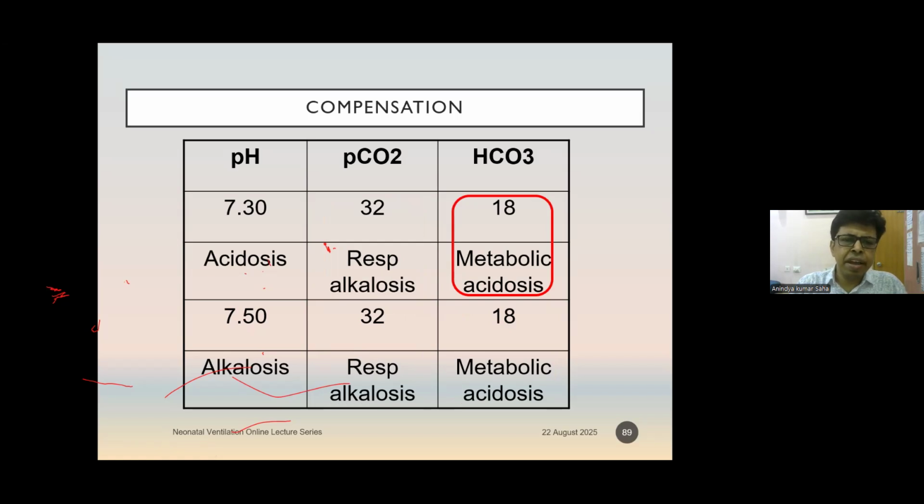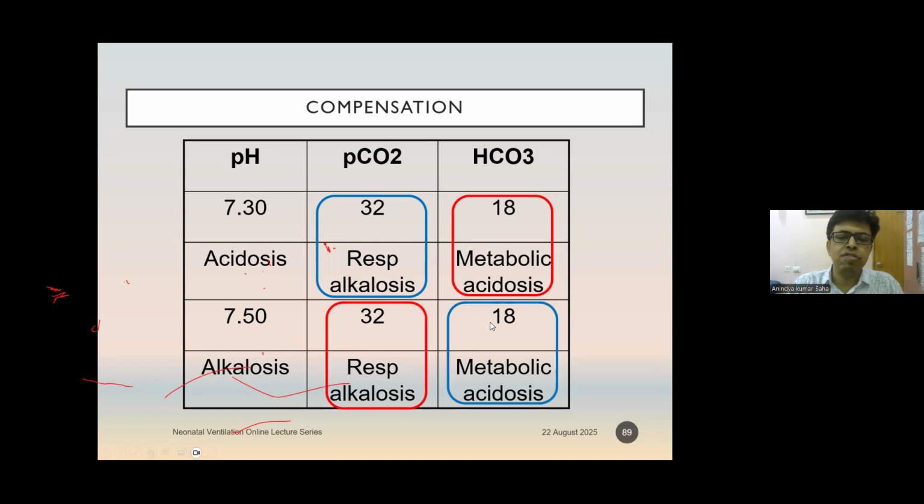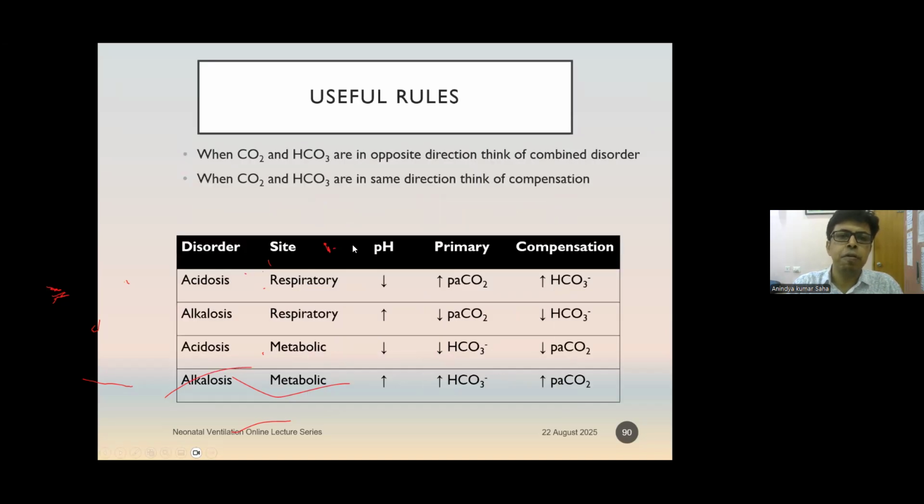Here again in the example, the primary one is metabolic acidosis, where the respiratory component is compensated by decreasing the PCO2 level. So it is respiratory alkalosis showing compensation. Again, in case of respiratory alkalosis, it is showing metabolic acidosis as a compensation. So either the metabolic part is compensated or the respiratory part is compensated. The useful rule is that if the bicarbonate and carbon dioxide are in the opposite direction, think of a combined or mixed disorder.